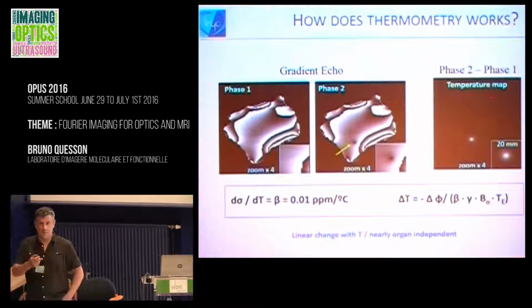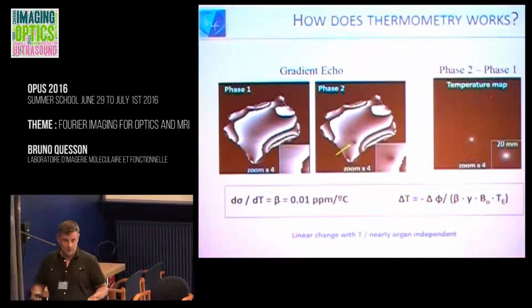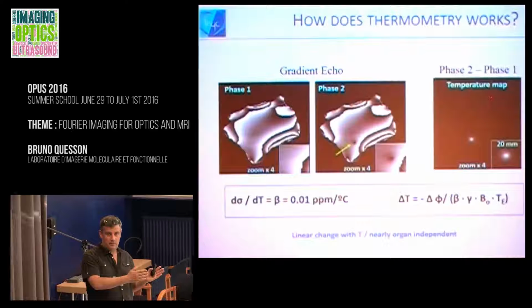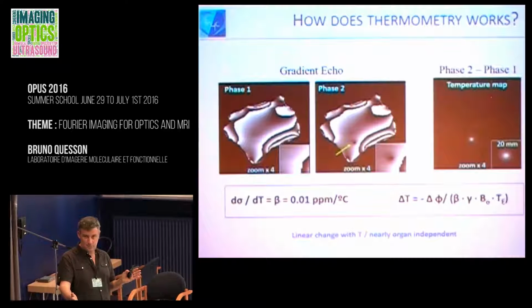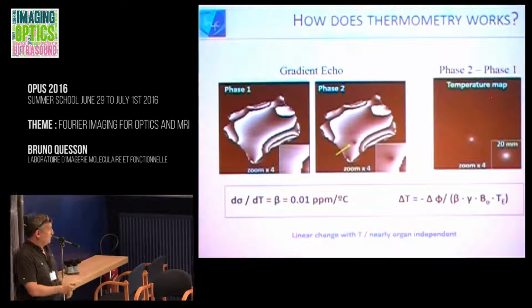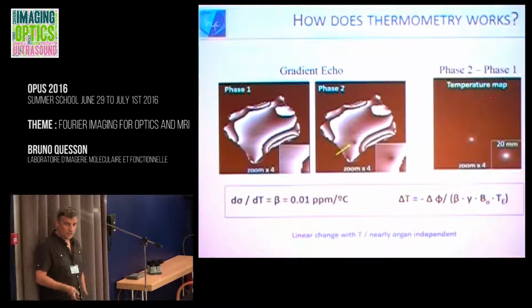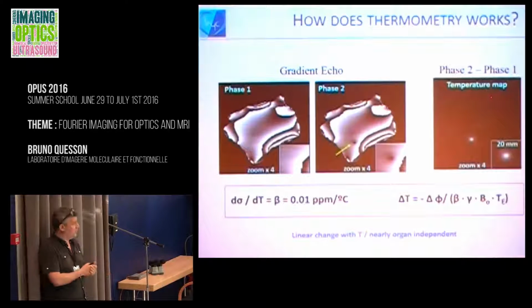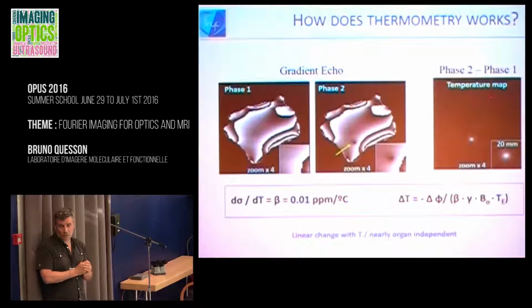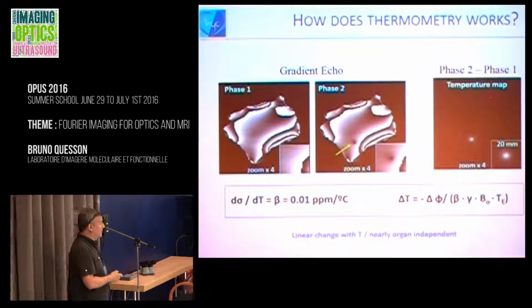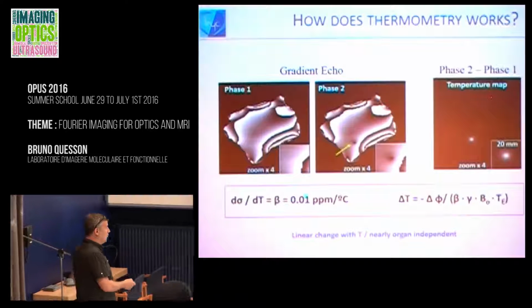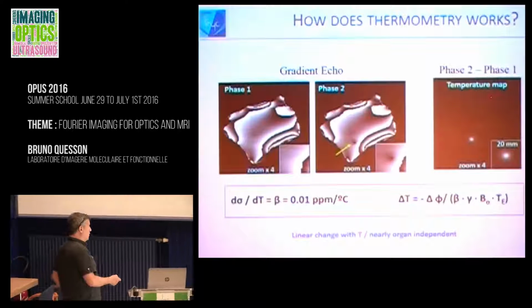So the question of what's information in the phase? The phase is nothing more than a map of the angle of magnetization. In fact, this frequency of precession is dependent on the magnetic field, that is also varying with temperature. And it's very slowly varying. It's 0.01 ppm per degree, it's very low.